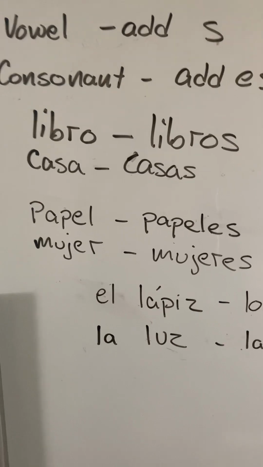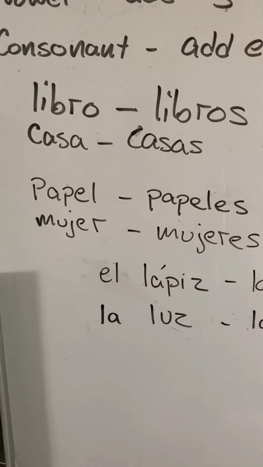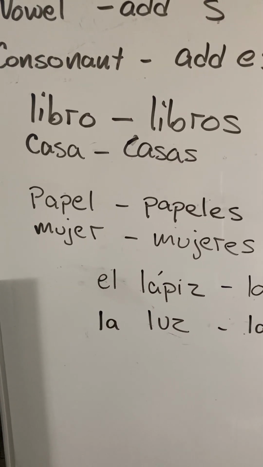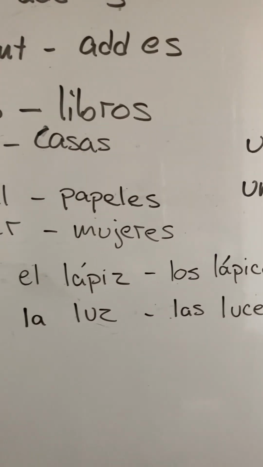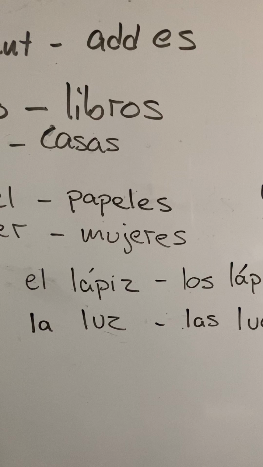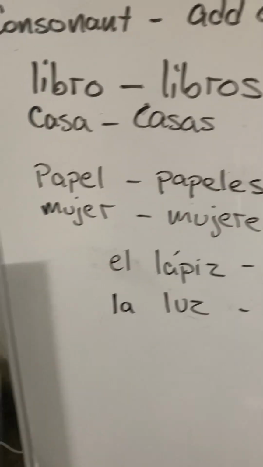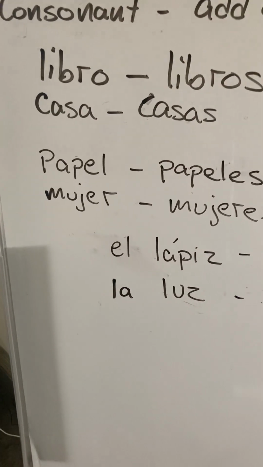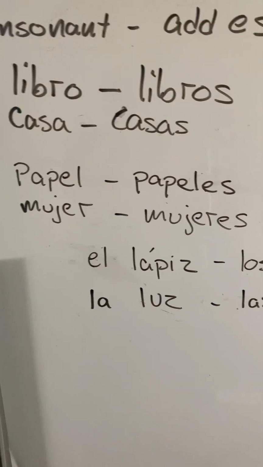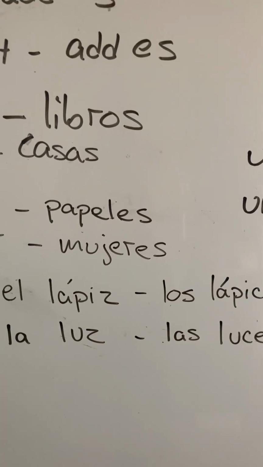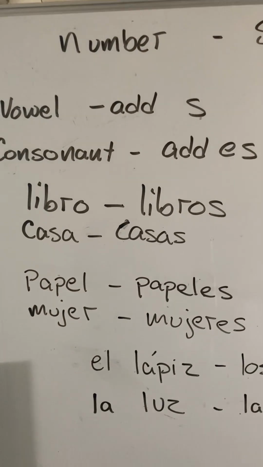When it comes to words that end in consonants, remember papel, which ends in the letter L, papel means paper, you add ES, so papeles. And then mujer, which ends in the letter R, mujer means woman. That becomes mujeres.